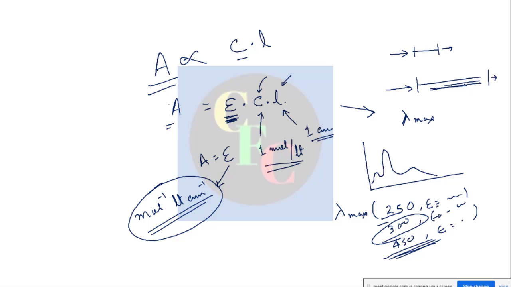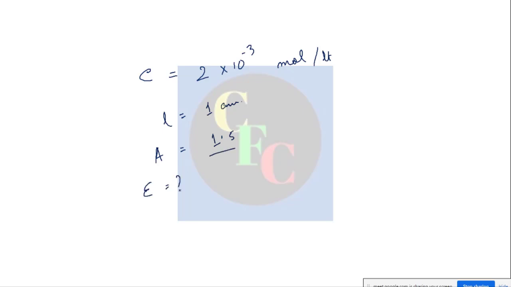Now let us do one example. Suppose the concentration is given as 2 into 10 to the power minus 3 moles per liter, and the path length is 1 centimeter, and the absorption here is 1.5. Then what will be the epsilon? You can easily calculate it by putting these values in.